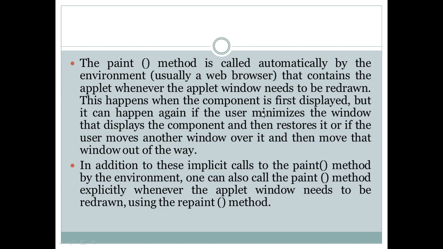But whenever we want to make the applet window update when particular information is changed, like what I have just told you, the example of banner scrolling, or an applet in which data is changing, at that time we have to call the paint method again and again, and that is what the repaint method does. In addition to this implicit call to the paint method by the environment, one can also call the paint method explicitly, whenever the applet window needs to be redrawn, using the repaint method, right?